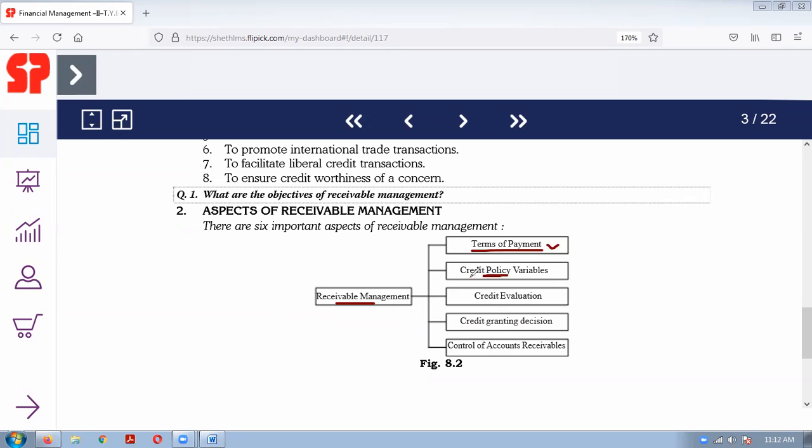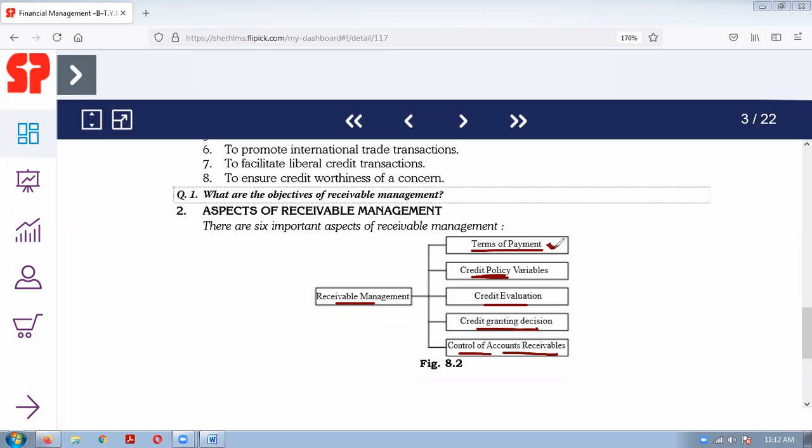Then credit policy will be studied under receivable management. Then you will evaluate your credit, whether it is profitable to give on credit and how many days of credit you have to give. Then you should decide on granting the credit. Then the last step, once you have granted the credit, is that you should control and monitor that credit.